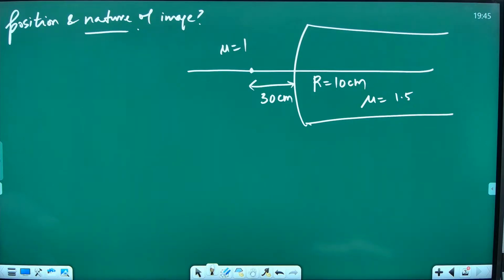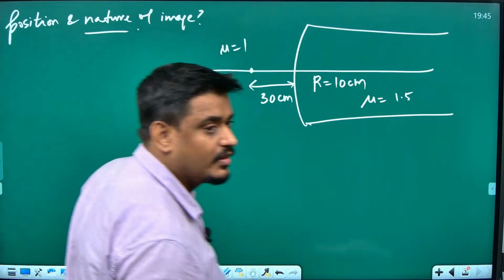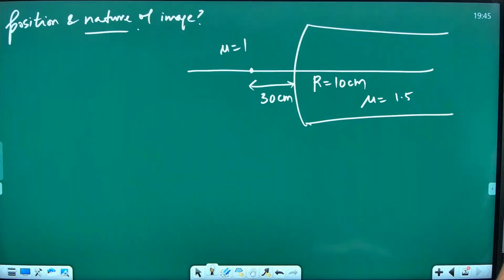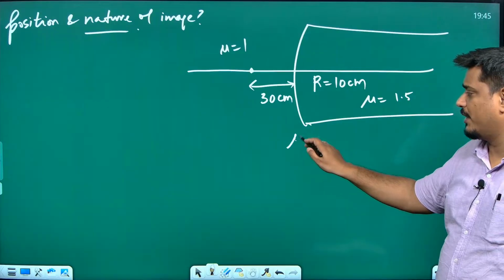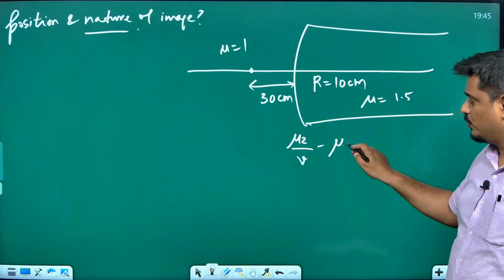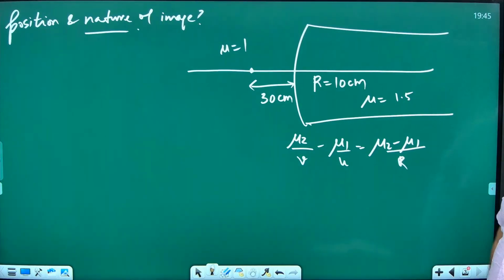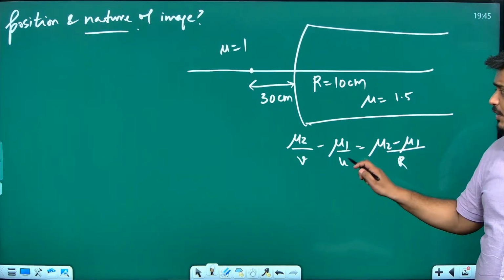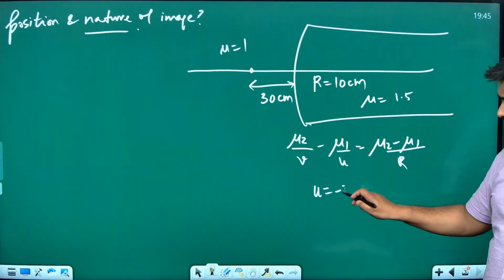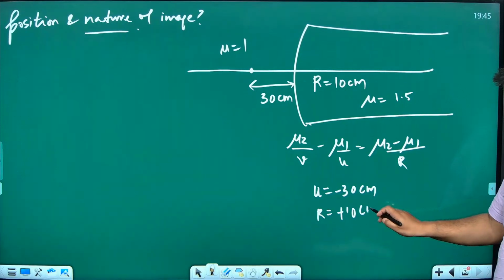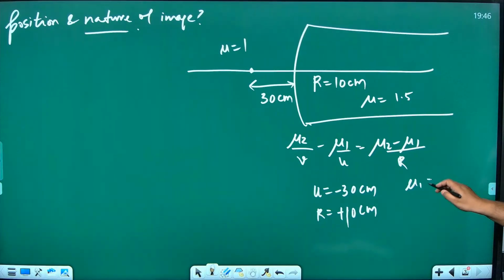90 centimeter, plus or minus. So, what is the nature of image? Real, don't say inverted, just real. Real image at 90 centimeter. Okay. What is the formula here? Mu2 by v minus mu1 by u is equal to mu2 minus mu1 by r. Now tell me, what is the value of u here? Minus 30, okay. What is the value of r here? Plus 10 centimeter, good. What is the value of mu1 here? 1. What is the value of mu2 here?